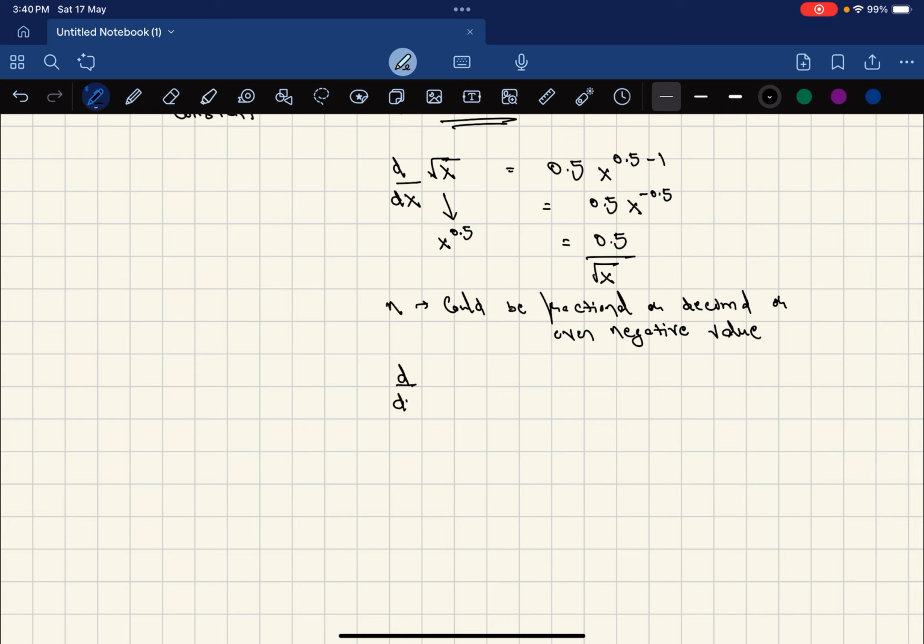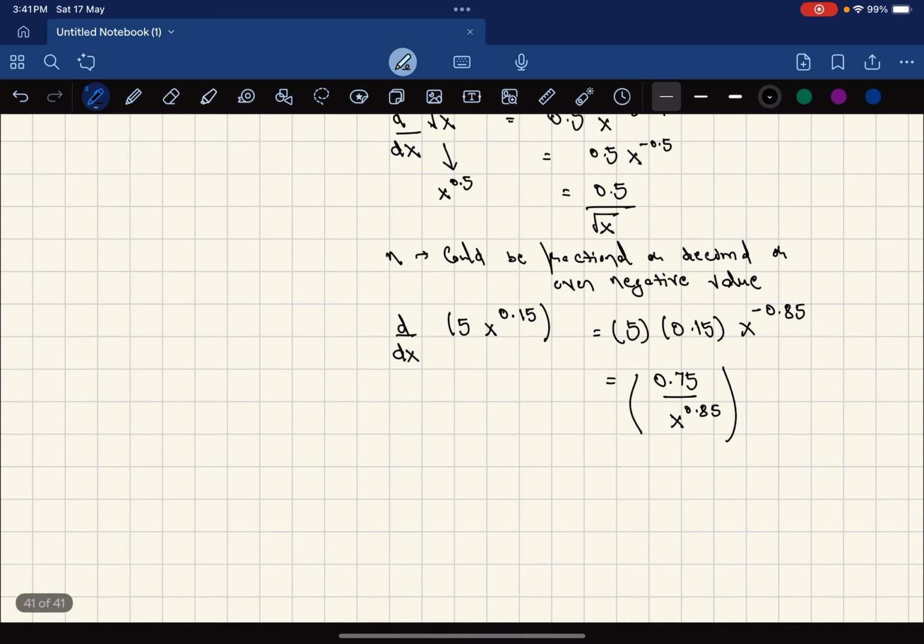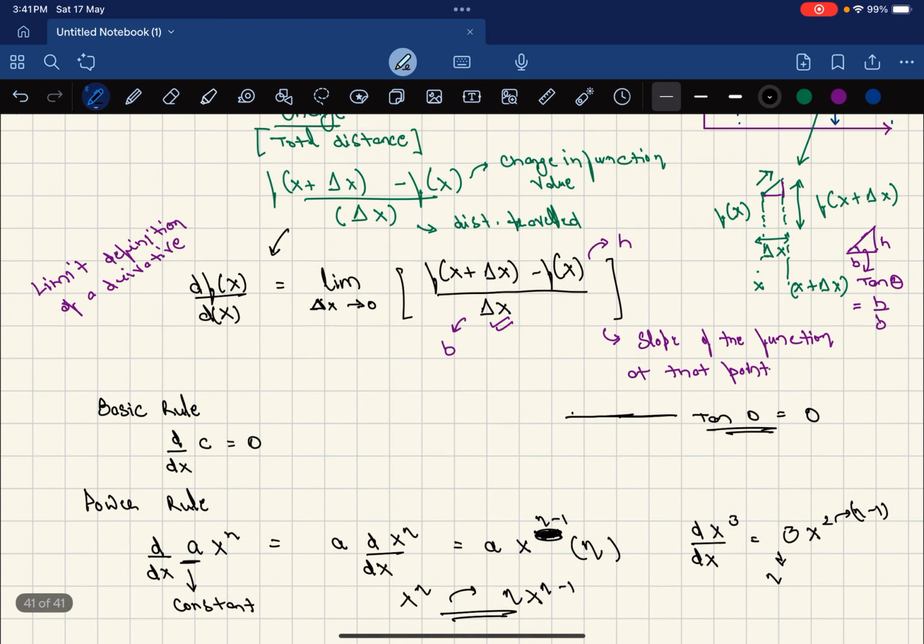So another example could be, let's say we want to calculate the derivative of 5 into x raised to power 0.15. So once again we bring 5 out, and the derivative of x raised to power 0.15 would be 0.15 multiplied by x raised to power minus 0.85, because 0.15 minus 1 is minus 0.85, and therefore this could be written as 0.75 divided by x raised to power 0.85. So this is how we can get the derivative of any function with the power. So this is it regarding the power rule.